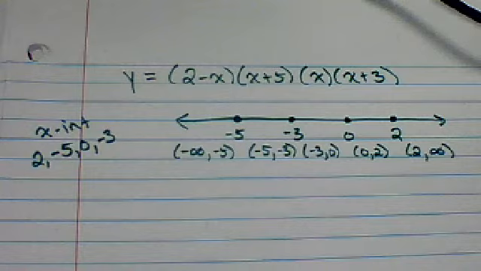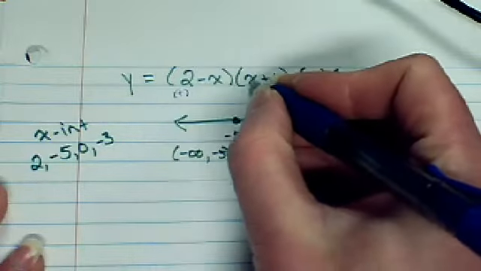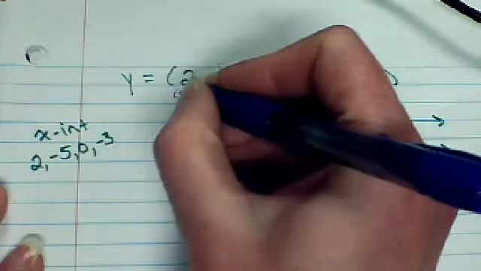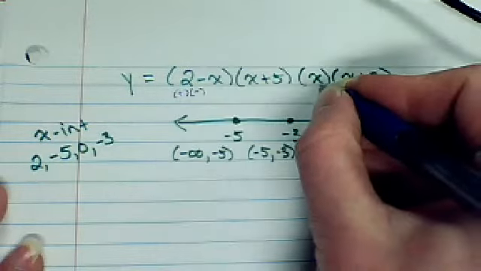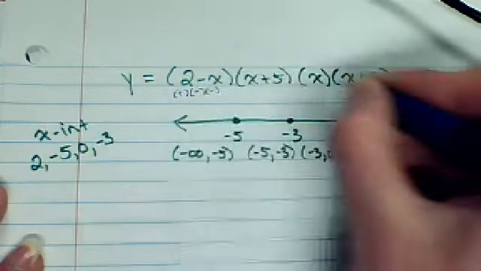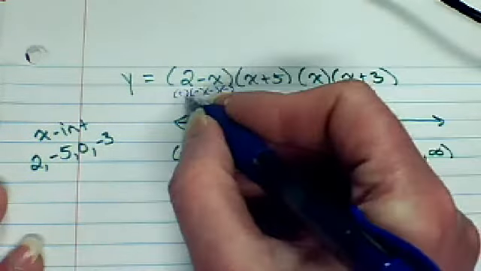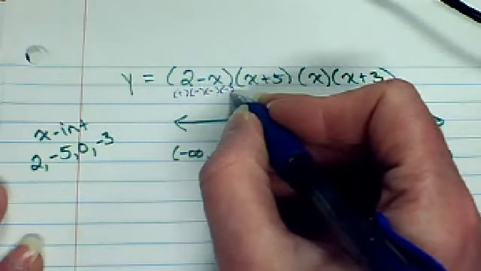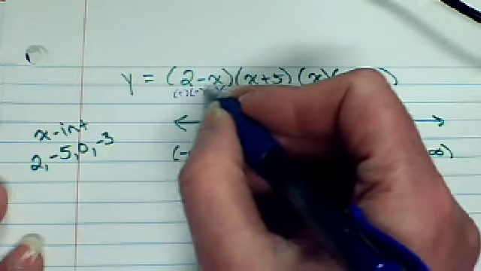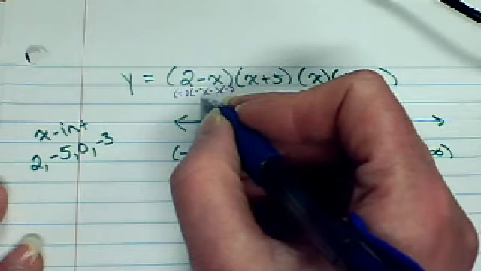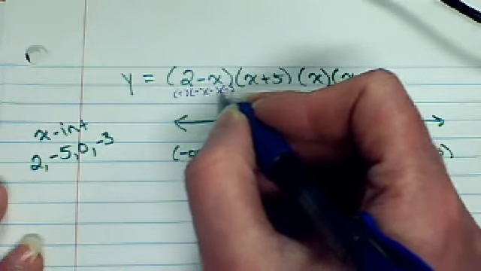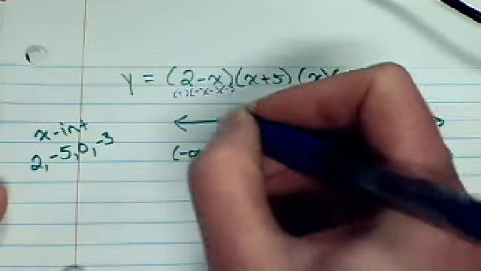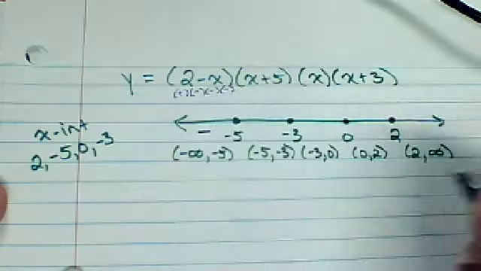So in the first interval, if I chose, let's say, negative 10, 2 minus a negative 10 is going to be positive. Negative 10 plus 5 is negative. Negative 10 plus 3 is going to be negative. Positive times a negative times a negative. Remember, if you have an even number of negatives, you're going to have a positive answer, but an odd number of negatives is going to give you a negative result.